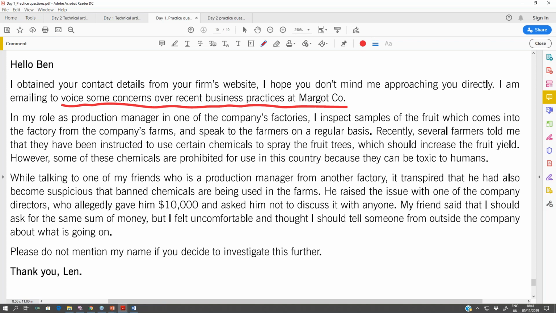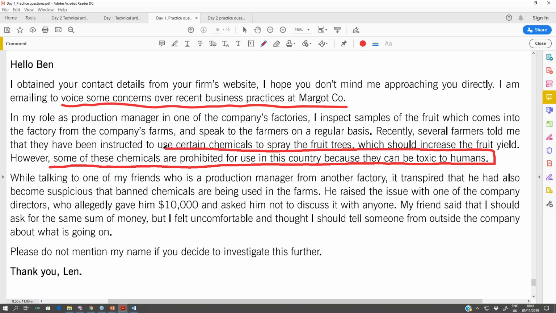So, some of these chemicals which are to be sprayed on the fruit trees are prohibited for use in the country because they can be toxic to human beings. And the company is using them as a spray on the fruit trees. And you are the production manager, and you got this information. And this is a very important information for the auditor. We'll see why and how.